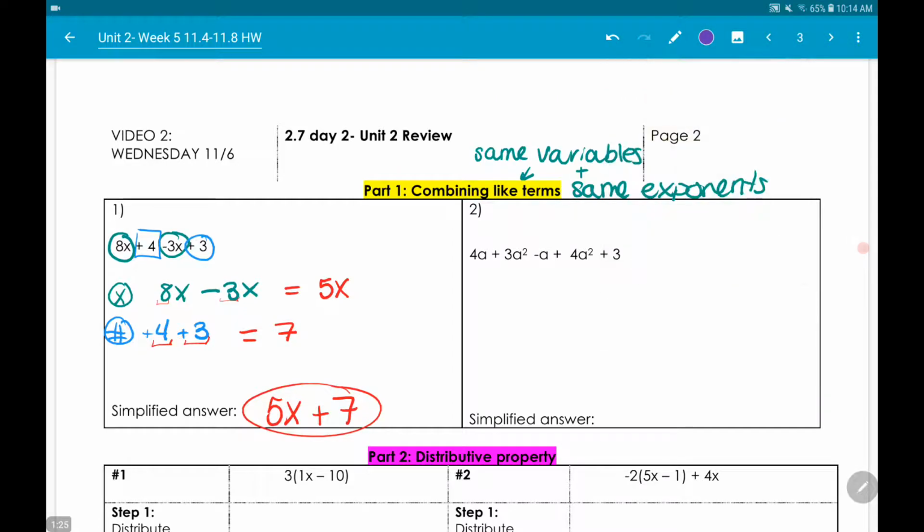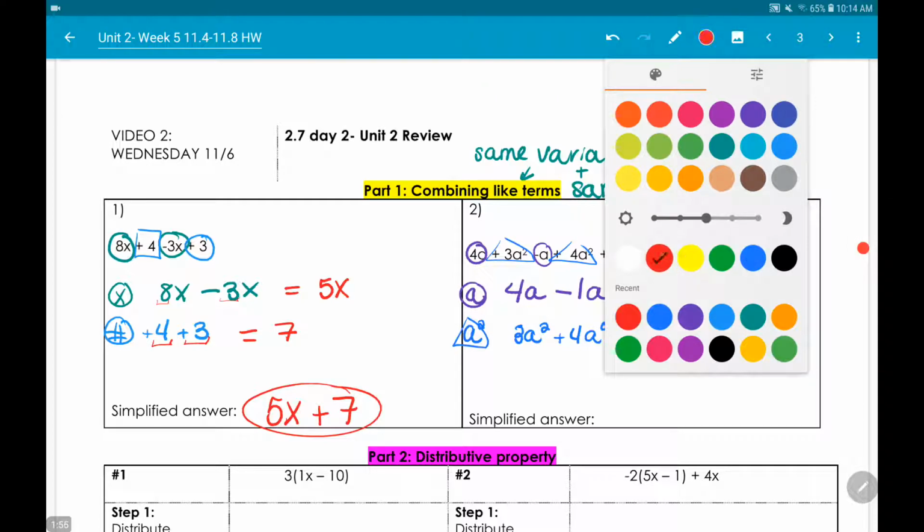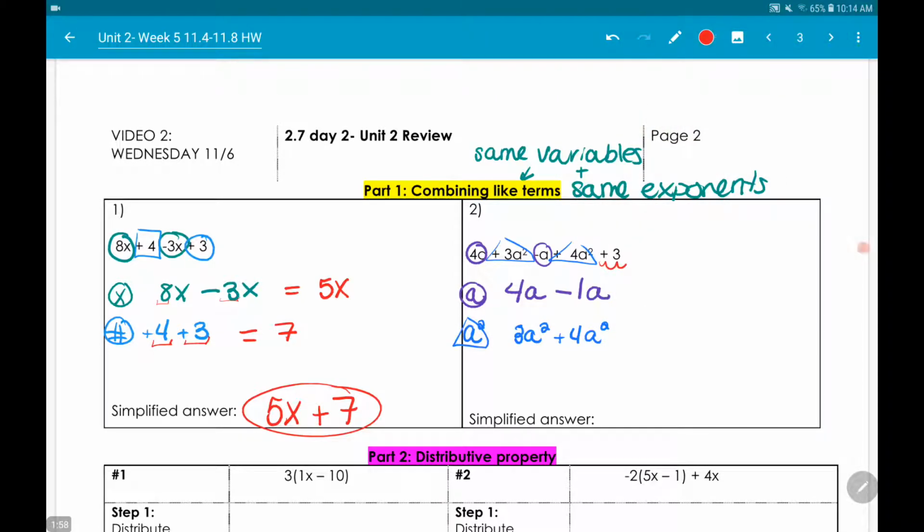All right, let's do it again. So my first group is going to be my A group. So I have 4A, negative A, or I can also say that's the same thing as negative 1A. And that is it, because everything else has a power, so that's going to be a different group. So my next group can be our A squared group. So that is 3A squared plus 4A squared. And then finally, I'm going to have my 3 as my only number.